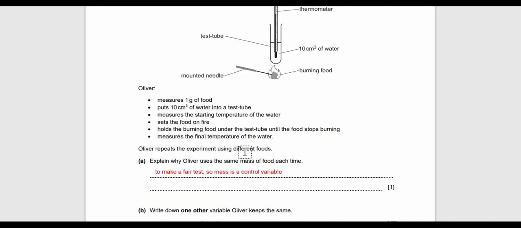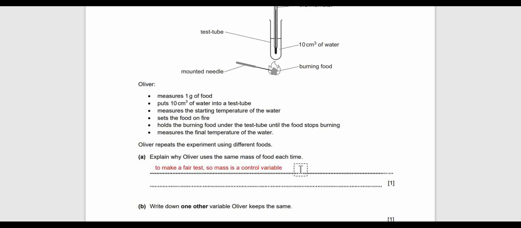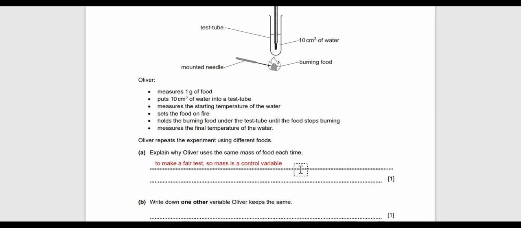Next, question B. Write down one other variable Oliver keeps the same. What is it? Now 10 seconds from now. Well, let's open up the answer.